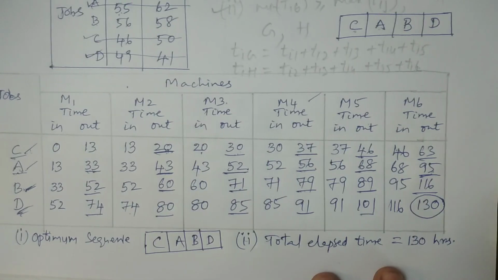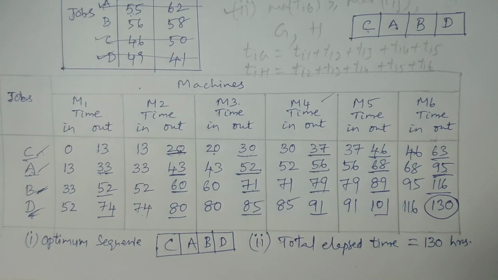So this is the problem of processing n jobs through k missions, or n jobs and k missions, in the sequencing problem. This is the way you have to calculate the problem. Fine. Thank you very much.